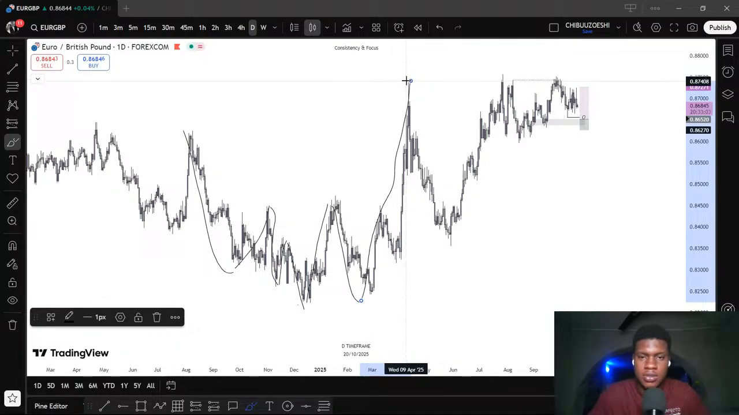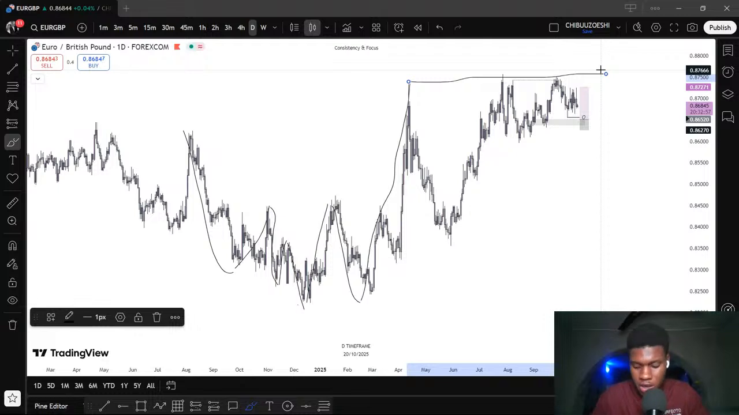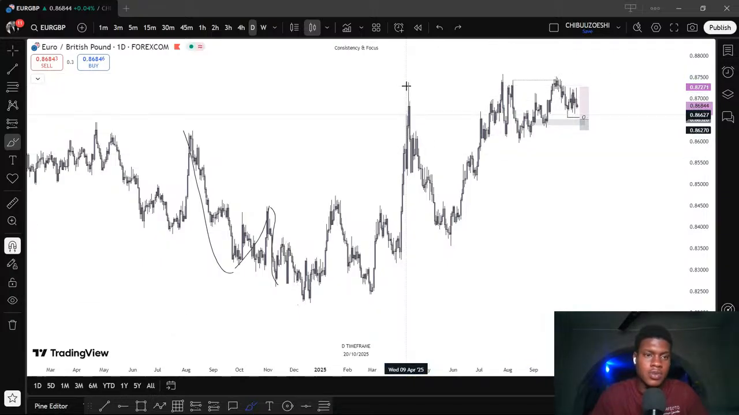And our price has not broken above this high because I use break of structure with candle body for my confirmation. So if price has not broken structure with candle body, if it's just wicked it, I won't consider that to be a proper break of structure. So price has not broken above this high. So that's telling you that the market is still heavily bullish on the daily time frame.